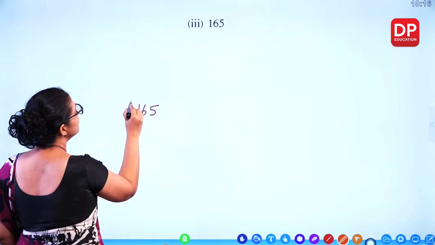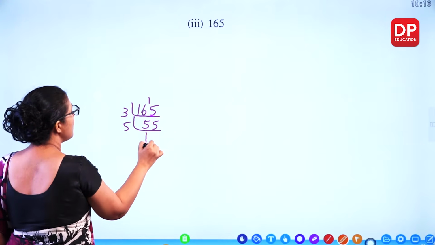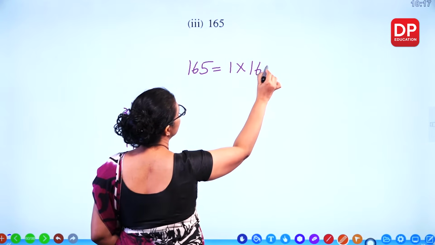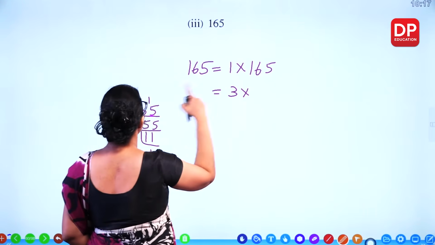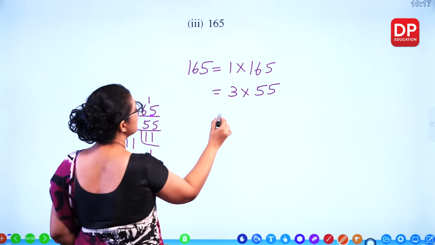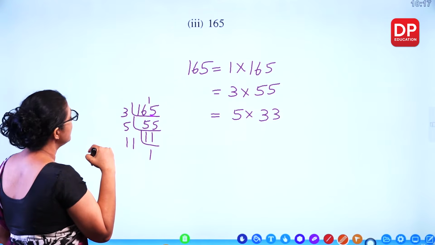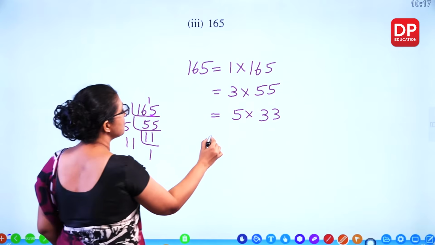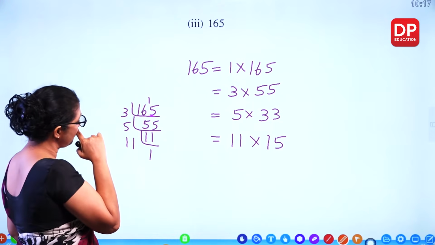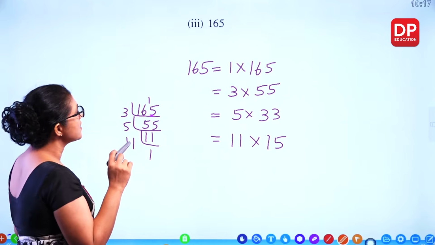165. You can divide by 3. Divide by 5 and 11. So you can write 165 as 1 times 165. Then 3 times 55. Then 5 times 33. And what else? 11 times 15, or 15 times 11. Here again, when you combine, you get all the other numbers. So those are the factors of 165.